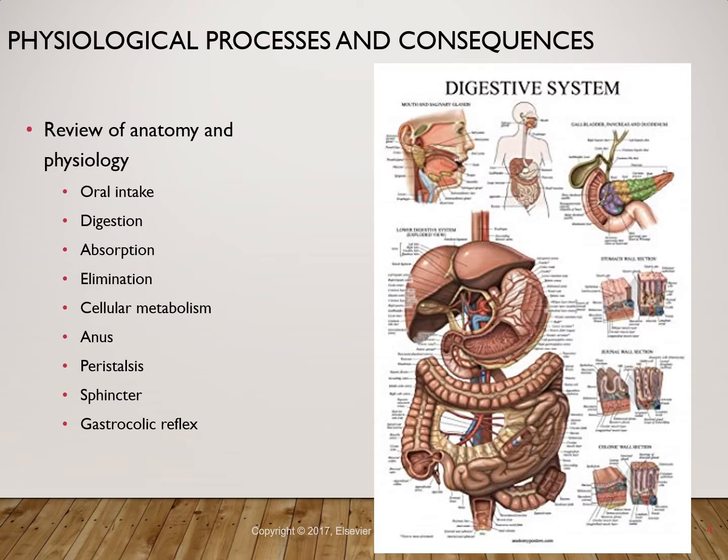As you can see from this slide, this is the physiological process and consequences of the digestive system. This is a review of anatomy and physiology, which includes oral intake, digestion, absorption, elimination, and cellular metabolism, which takes place in the stomach and the intestine, and then occurs after meals, which is called the gastrocolic reflex. And in the stomach, you would have peristalsis, and the sphincter at the end of the rectum would be allowing elimination.